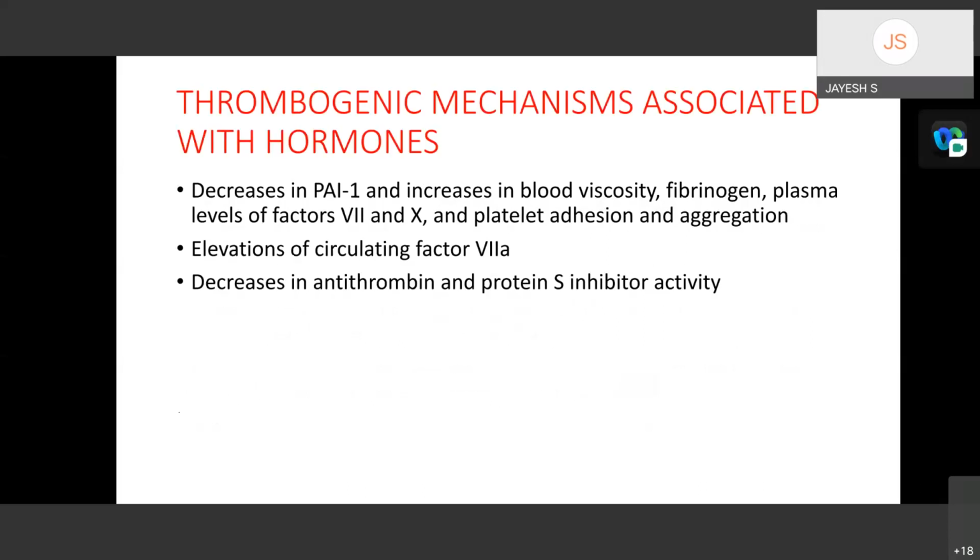The thrombogenic mechanisms associated with these hormones include decrease in plasminogen activator inhibitor 1 and increase in blood viscosity, fibrinogen, plasma levels of factors 7 and 10, and platelet adhesion and aggregation. There will be elevated levels of factor 7A, and decrease in antithrombin and proteinase inhibitor activity.